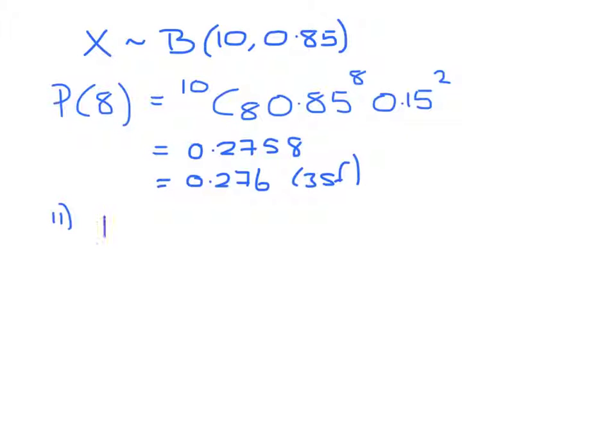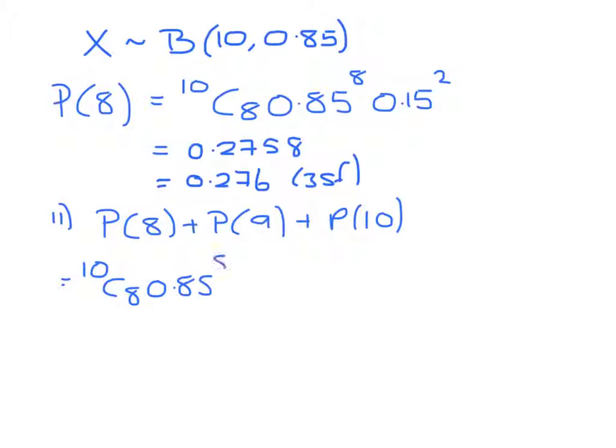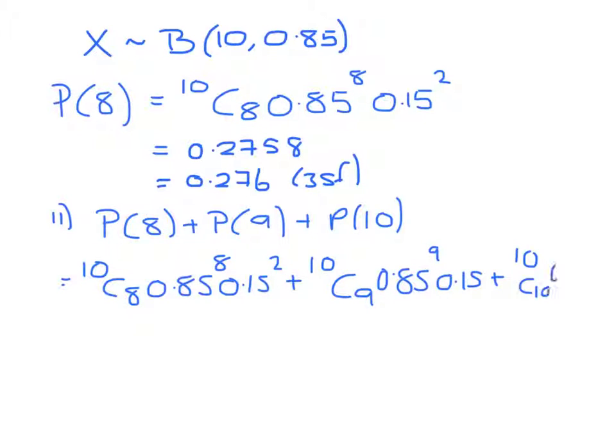Part 2 asks for at least 8, so that would be the probability of 8 plus the probability of 9 plus the probability of 10. So that's 10C8, 0.85 to the power 8, 0.15 squared, plus 10C9, 0.85 to the power 9, 0.15, plus 10C10, 0.85 to the power 10, multiplied by 0.15 to the power 0, which is 1, so I'm not going to write it in. Typing that into the calculator, I get 0.8201, which to 3 significant figures is 0.820.